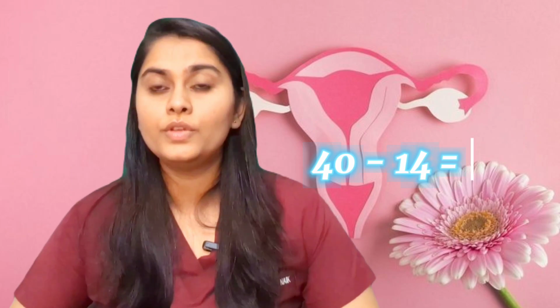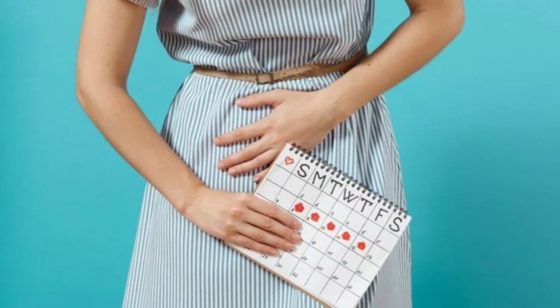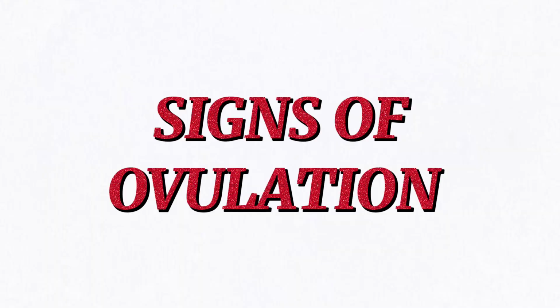For a 40-day cycle, your ovulation will be around day 26. But your fertile window will be from day 24 to day 28 of the cycle. For those with irregular periods because of PCOS or other hormonal imbalances, calculating your ovulation or predicting it can be really challenging. However, knowing certain signs can be useful to understand it.